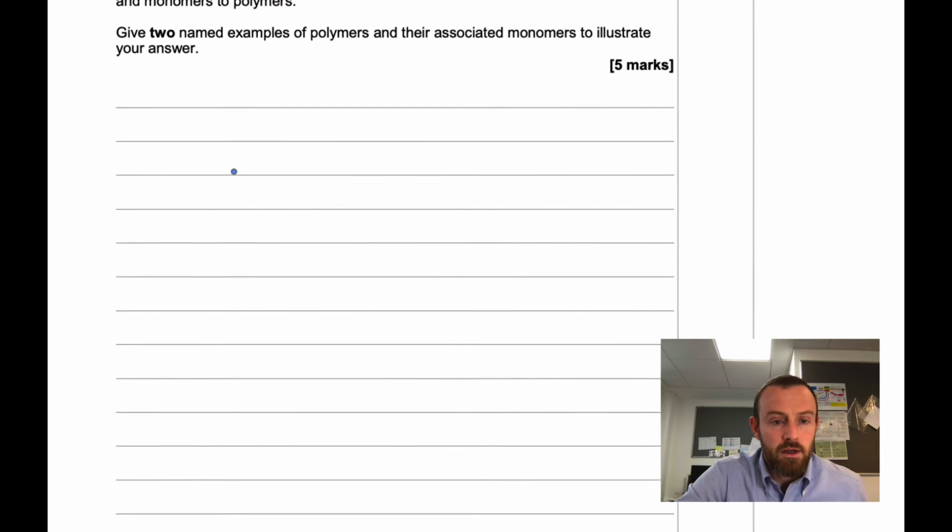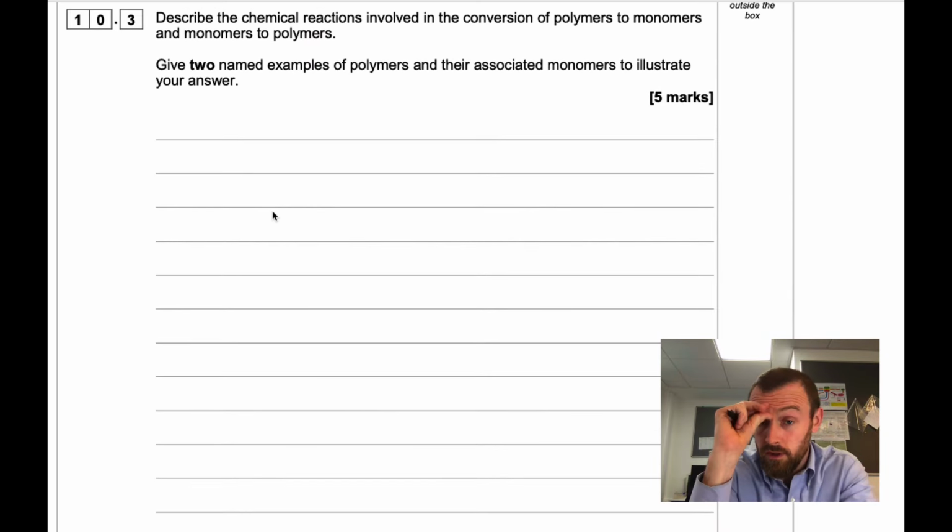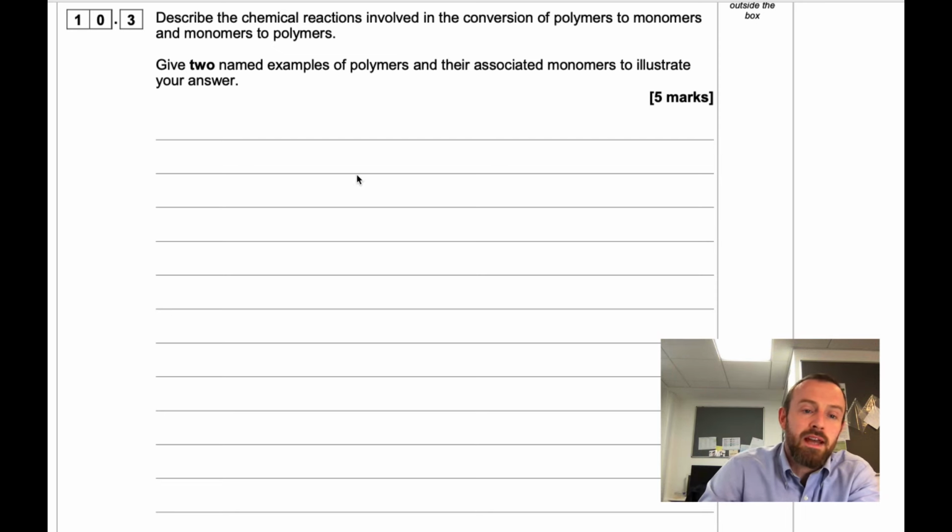All right, describe the chemical reaction involved in the conversion of polymers to monomers and monomers to polymers. Give two named examples of polymers and their associated monomers to illustrate your answer. Okay, this is brilliant. Loads of marks available here. I'm just going to drop in a table.